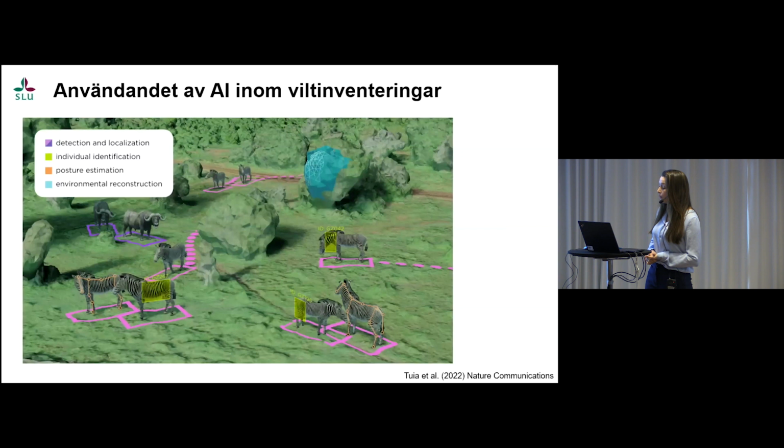Posture estimation is a tool that allows researchers to estimate animal posture, which can then be inferred to behaviors. You can see on the zebra these dots and lines in orange. And computer vision techniques also allow for the identification and re-identification of individuals, as you can see on the zebra with the stripes.